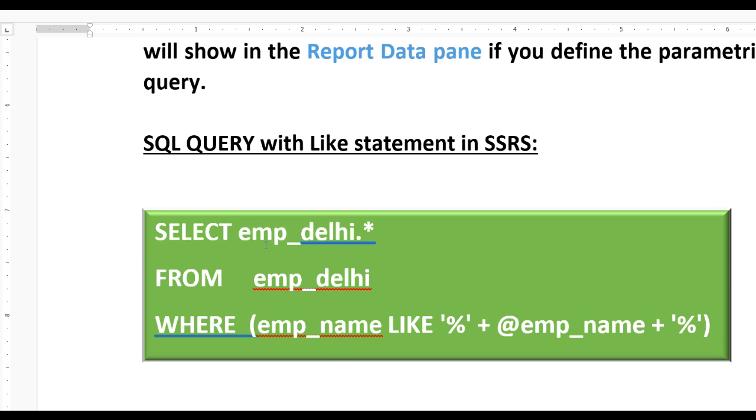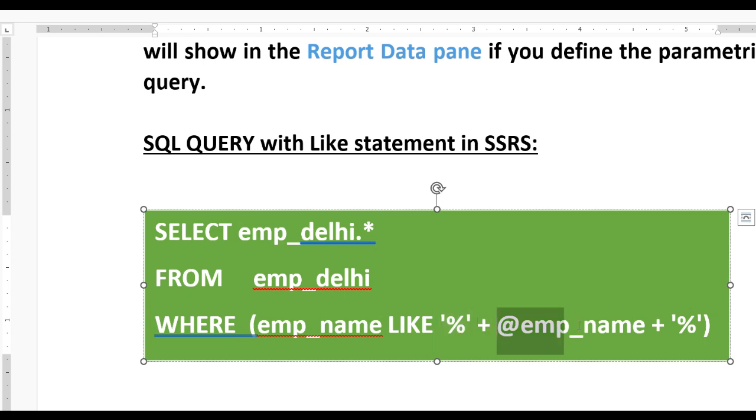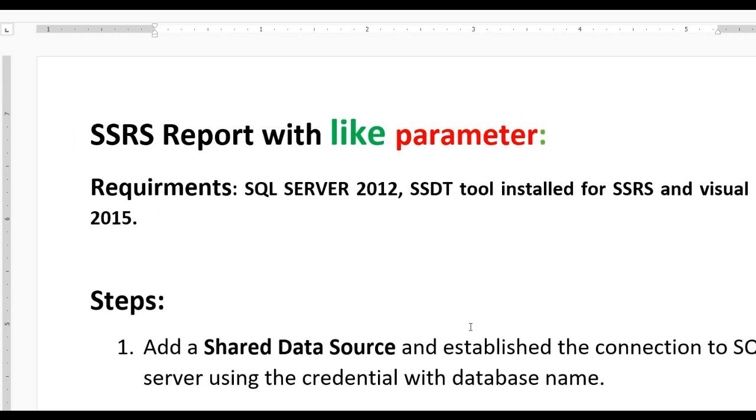So you can see: select emp_daily.* from emp_daily where emp like, and in single quote we give a percent, then plus, this is a parameter, then plus again, and then in single quote we also write percent. This way it will select with the LIKE statement. Whenever it matches, we will get the result. Now let us see it with a real example.